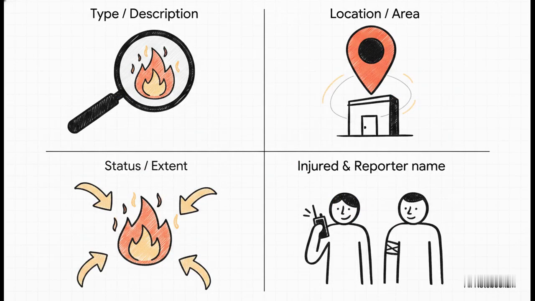So you need to clearly and concisely give them these 4 mandatory pieces of information. Number 1, what kind of incident is it? What exactly is burning? Number 2, where is it? Give them the exact location on the site. Number 3, what's the status? Is the fire spreading rapidly or is it contained? And number 4, who is hurt? Give the names of anyone injured and make sure to give your own name too. Keep it quick, keep it factual, and keep it clear.